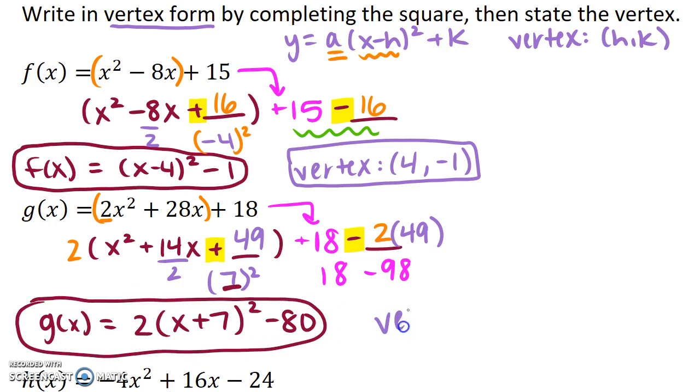And just like last time, we've got to state the vertex. It's the opposite of whatever's on the inside, so negative 7, and whatever's on the outside, negative 80.